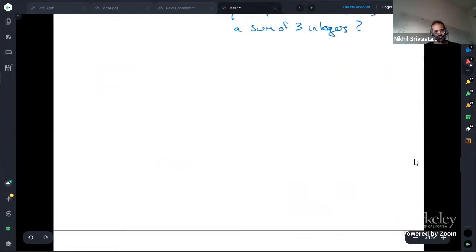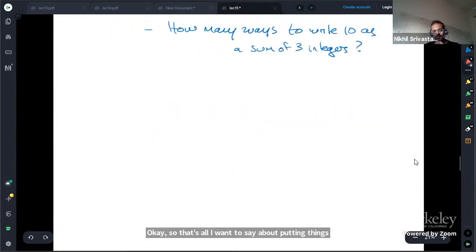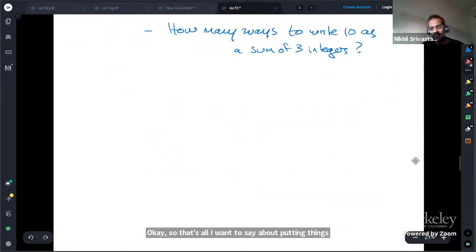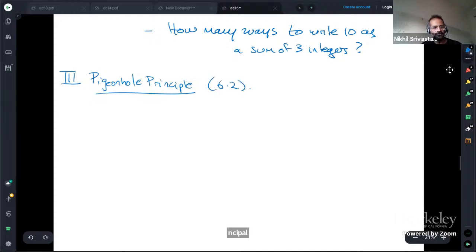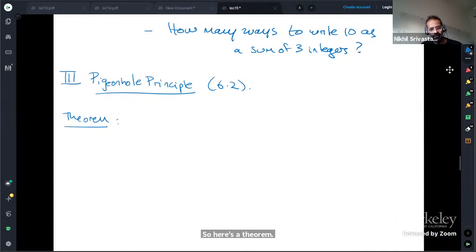Okay, so that's all I want to say about putting things in boxes. And now I want to talk about one more truly amazing principle of counting called the Pigeonhole Principle. Section 6.2. So here's a theorem known as the Pigeonhole Principle. Let me write it the same way the book writes it.